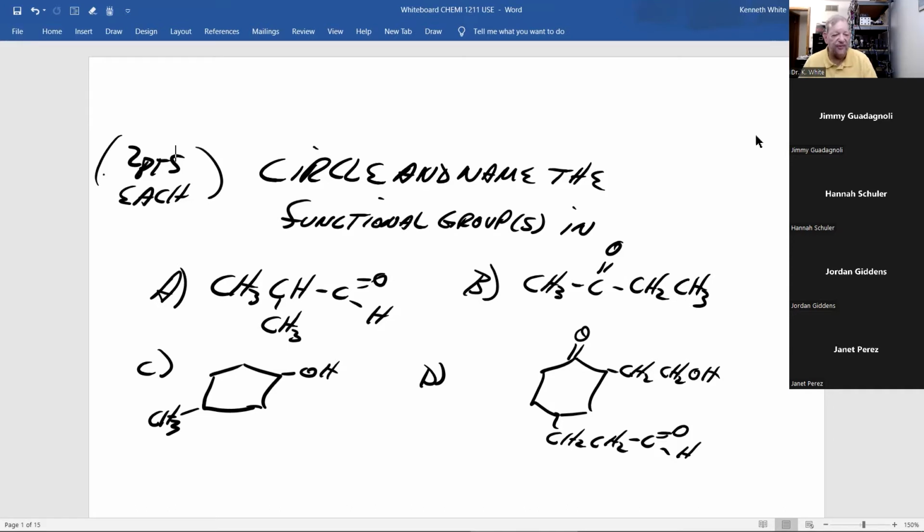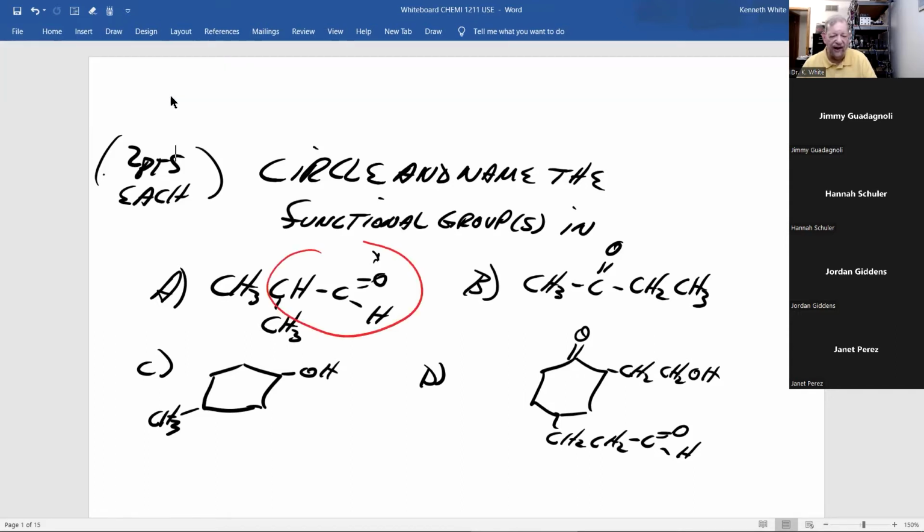let's do this. Now, how do you find a functional group? You look for what's different. What's not a carbon or hydrogen or carbon-carbon single bond, that's going to be a functional group. But for these chapters, don't give it away. Look for oxygen. Oh, look, we've got one right here.